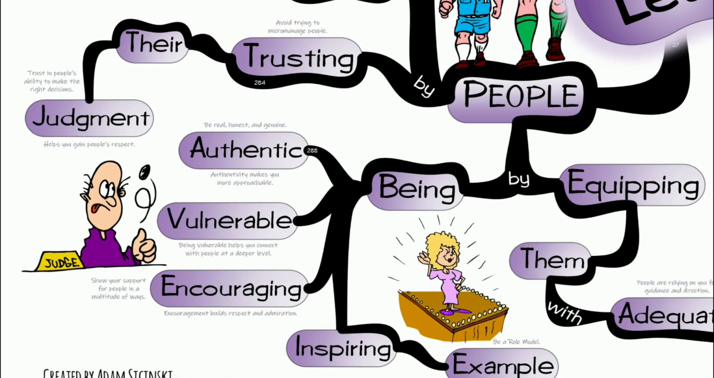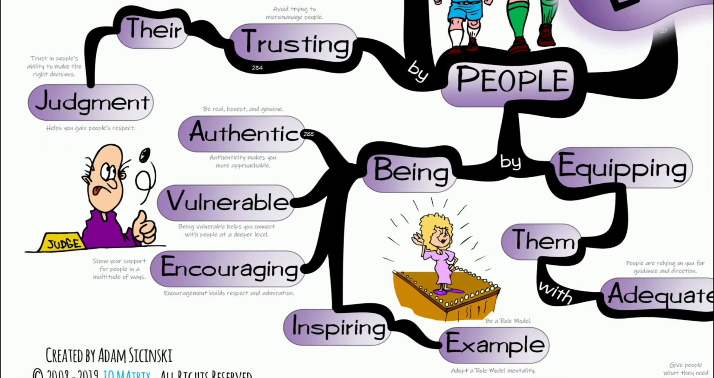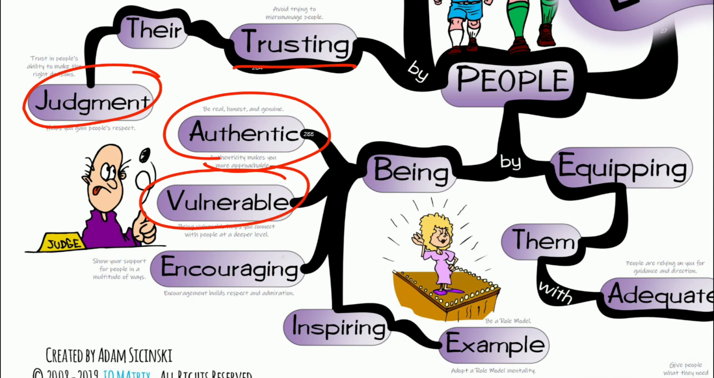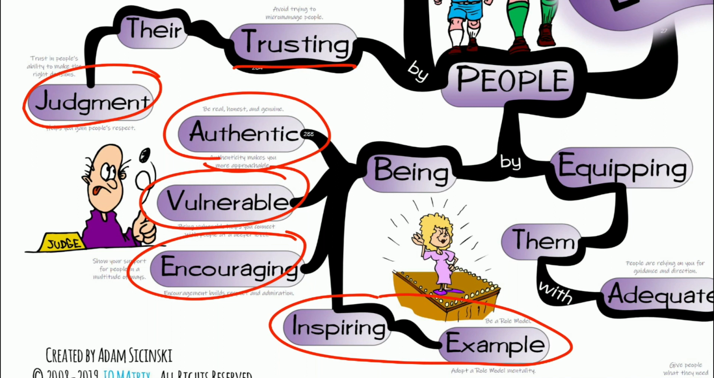And all these things here, and I'll just zoom out a little bit, and we'll talk about these just a little bit. So all these things here: trusting people's judgment, being authentic, being vulnerable, being encouraging, and being an inspiring example. All this comes to developing more trust, respect, and admiration. When we address all these areas, for instance, we come across as being authentic as a leader, this creates trust, respect, and deeper levels of admiration.